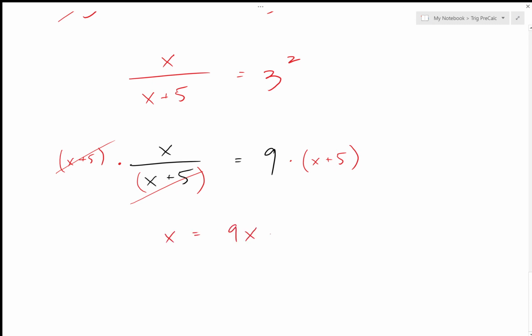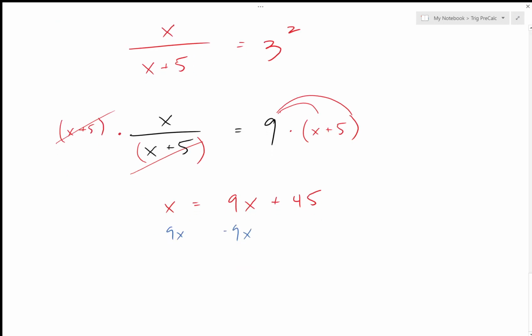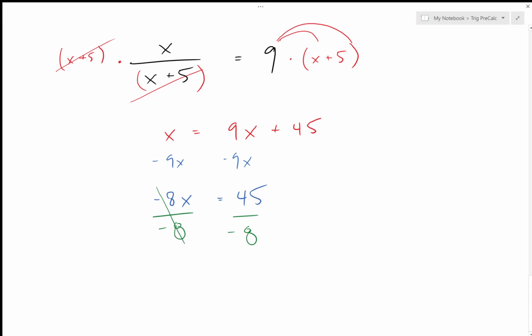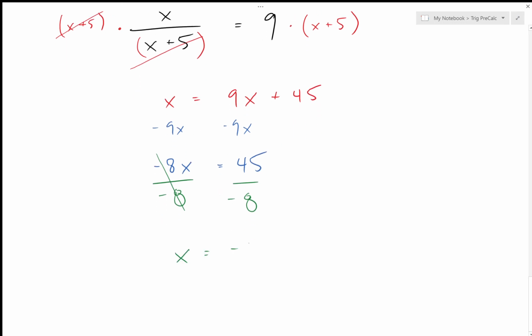So I get a 9x plus, oops, here I'm doing it wrong. Not just a 5, but a 9 times 5, which is a 45. I can combine some more x's together by subtracting 9x over. So negative 8x equals 45. All right, so divide both sides by negative 8. So in the end, x equals negative 45 over 8, because it doesn't simplify anymore.